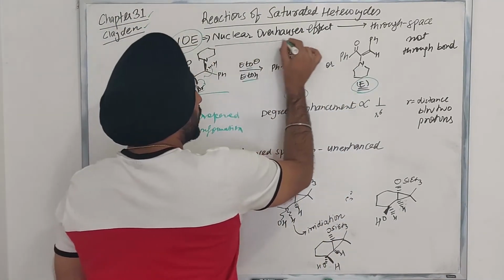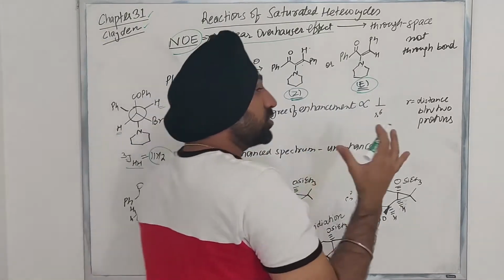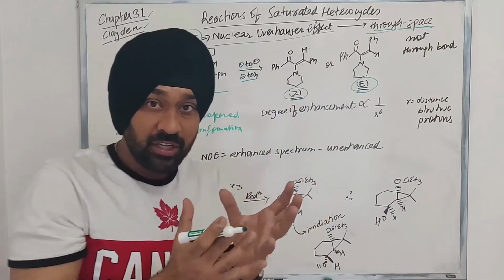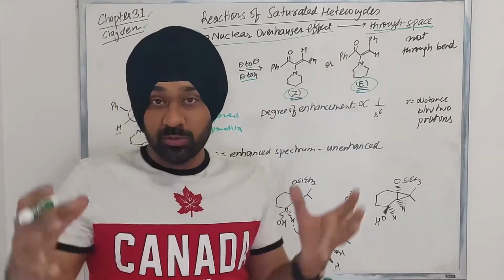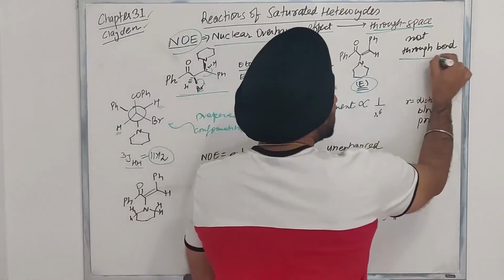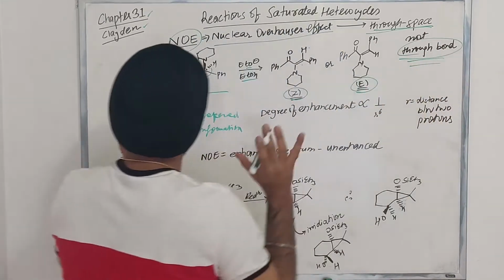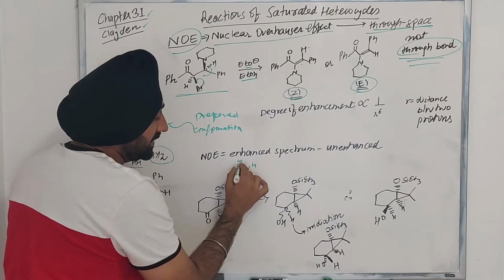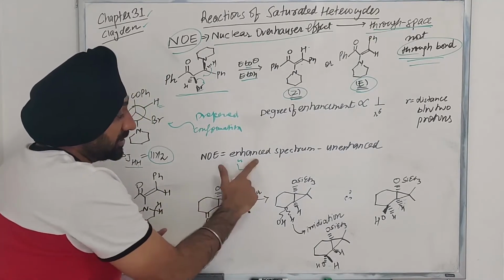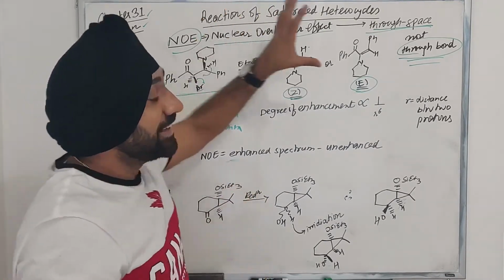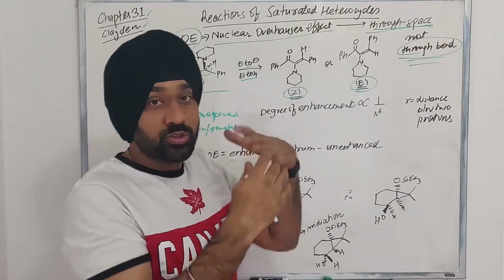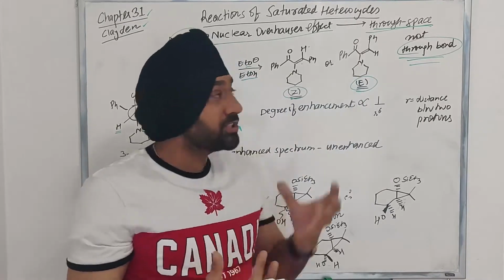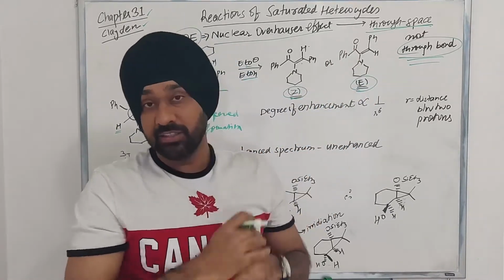It is the nuclear Overhauser effect. In short, it is also called through space coupling, where two atoms, two hydrogens, couple through space, not through atoms. It is not through bond. Under normal conditions, when hydrogens are together, we say that these two hydrogens are coupling to each other because they are vicinal. Here it is not through bond coupling, it is through space coupling. It means the molecule is spatially arranged such that two atoms are coming close to each other.